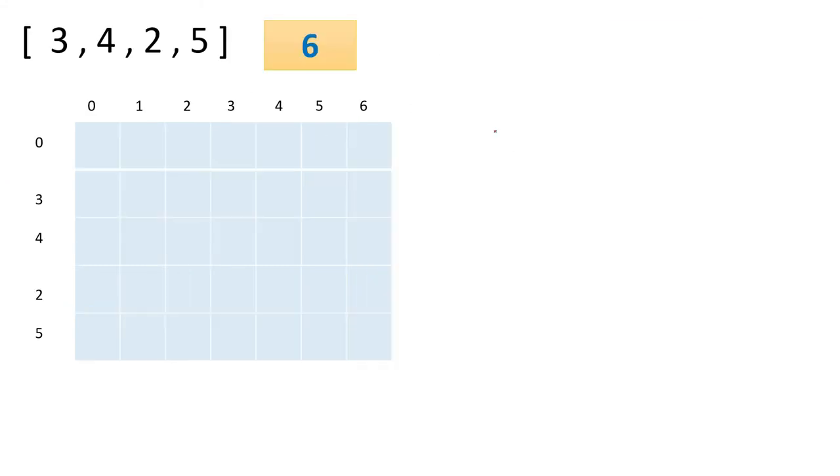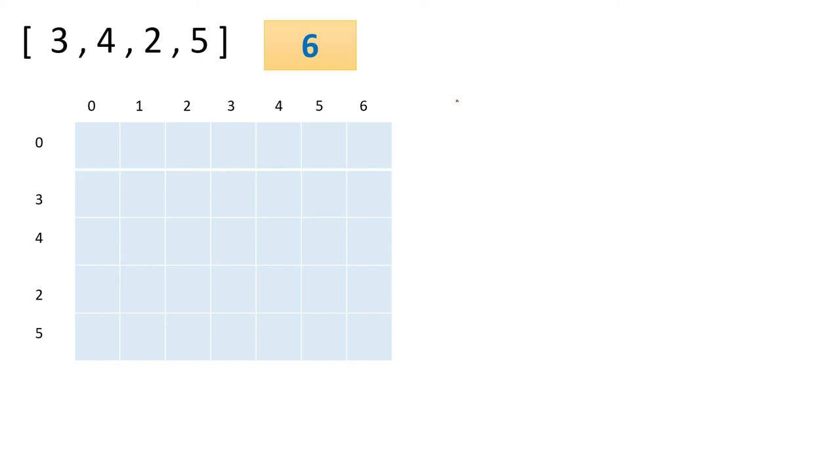Now we will quickly check how to write this program. First we will define one two-dimensional DP array, where the row number will be the number of elements plus 1, because we have to include one 0 also. So 0, 3, 4, 2, 5. And what will be the columns? Whatever number is given to us, plus 1. So for the number 6, plus 1, like 7 columns we require.